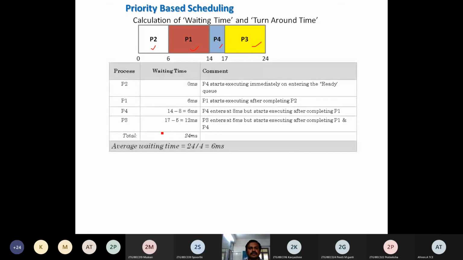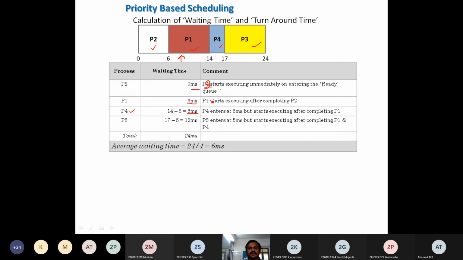Let us go for the waiting time. P2 starts executing immediately on entering the ready queue. Yes, there is no waiting time. So P2 has 0 millisecond. What about P1? P1 has to wait for completion of P2. So it is 6 millisecond. P4 has to wait from when it entered. It entered at 8 millisecond. So how much time has it waited? What is the completion time for P1? It is 14th millisecond. 14 minus 8. So it is 6 millisecond.